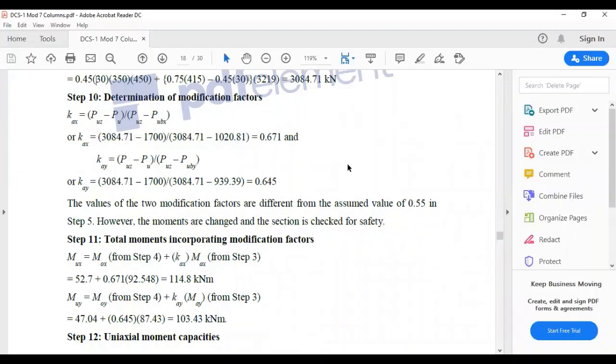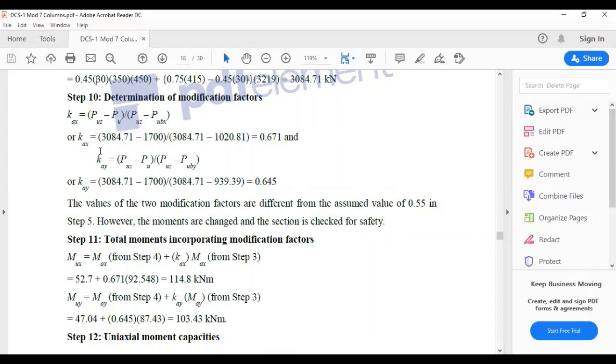Next step is determination of actual modification factors. So this is given by the formula KAX is equal to PUZ minus PU upon PUZ minus PUBX. So we know all the values here. PUZ we found to be 3084.71. PU is given in the question as 1700. PUZ we just found out to be 3084.71. And PUBX is 1020.81. So this value comes out to be 0.671.